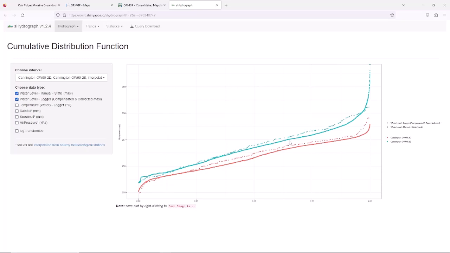But at the higher end, you can see as we go up, there's a long tail here with water levels that go quite a bit higher. That could mean that this shallower well, or the shallower location, is more affected by rainfall and snowmelt events. And we don't see that in the deeper well because, obviously, it's buffered somewhat.